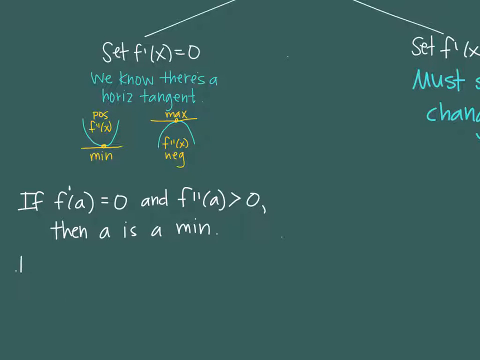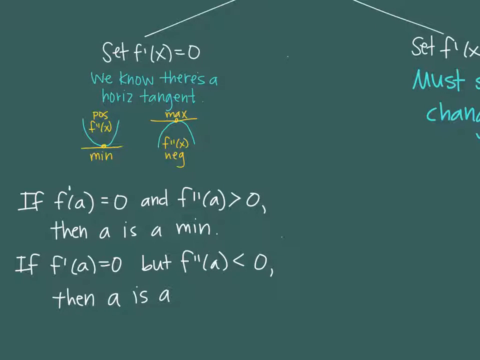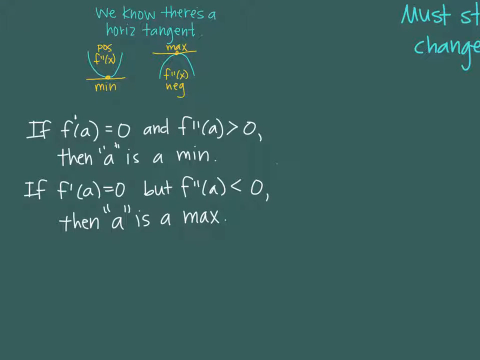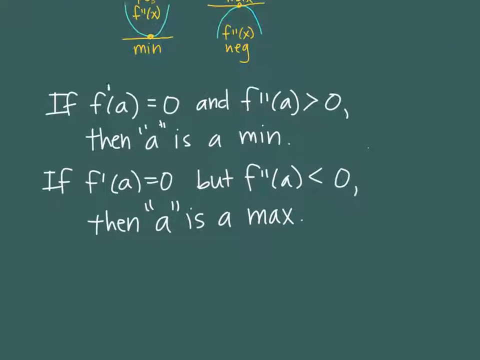And then the opposite is true if f prime of a is equal to 0, but f double prime of a is less than 0. So in other words, if this is concave down, then a is a max. I'll put quotation marks here around a since I used a as a variable and a as an antecedent, or whatever they call that in English.